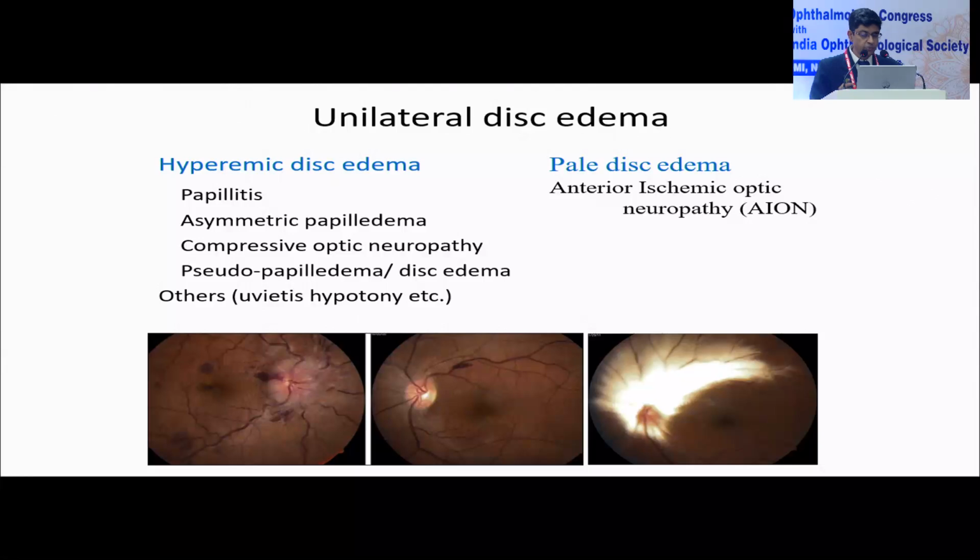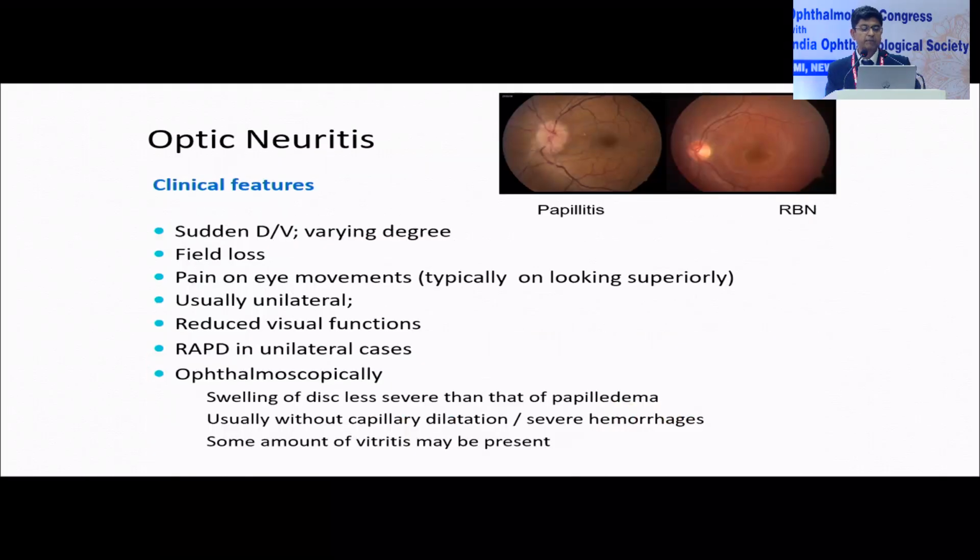When you're looking at unilateral, I won't go through all the diseases per se separately, but usually an initial hyperemic appearance would be more of papillitis, sometimes even asymmetric papilledema when the one eye gets involved and the other eye is still waiting to show its effect. Pale disc edema, you would at the very onset start thinking of ischemic optic neuropathies. Thankfully, we tend to see much less arteritic causes of ischemic optic neuropathies, but still that is something that you need to keep in mind.